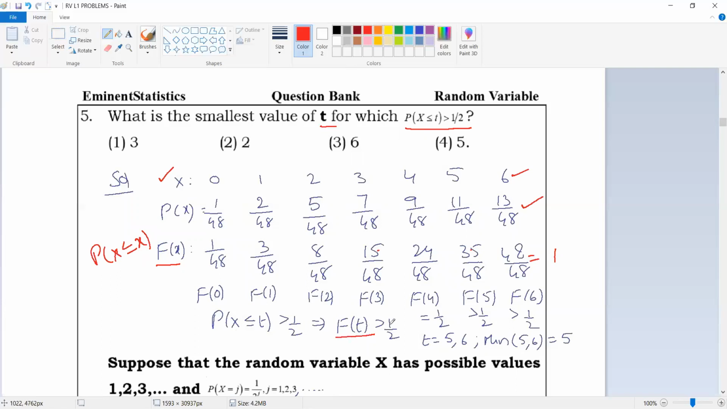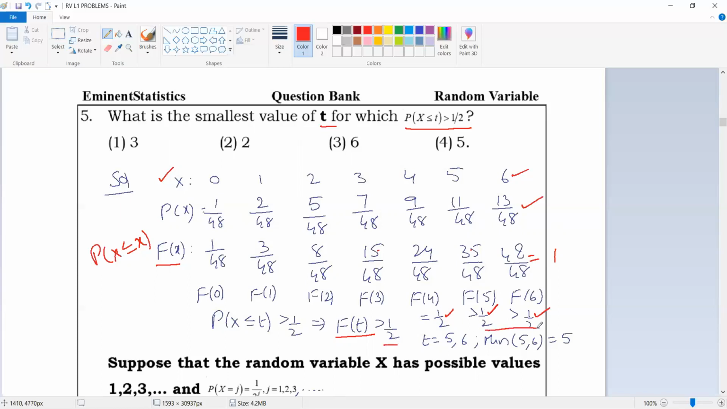F of t is greater than half here. Now observe this one table. In this third row, which CDF value is more than half? Now 24 by 48, the CDF value is half. Now 35 by 48 is more than half. 48 by 48 is more than half. So now here we consider only the more than half.